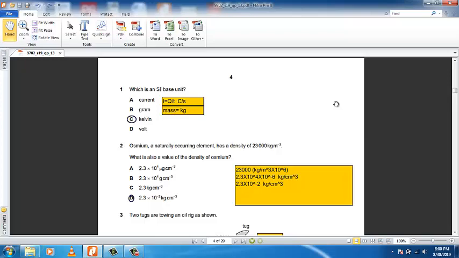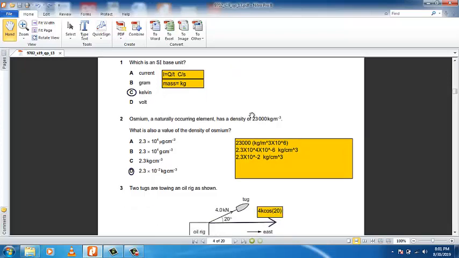Question number one asks: what is an SI base unit? Among them, current is a derived unit because I equals Q over T. Gram is mass, it's kg, it's not an SI unit. Kelvin, C. Kelvin is temperature, this is an SI base unit, so it's C.